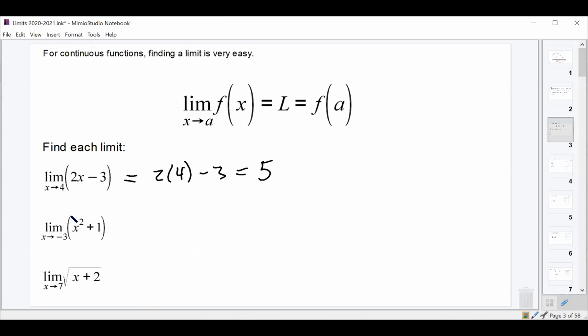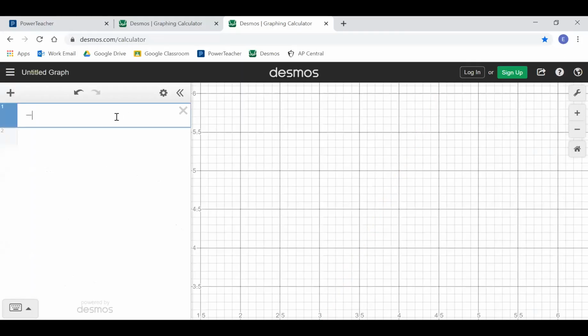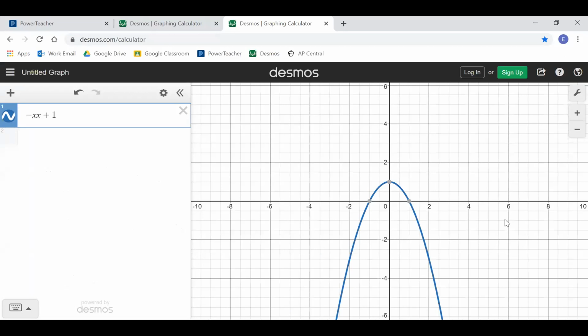X squared plus 1. Is this function continuous? Yes, this function is continuous for all real numbers. So its limit as we approach any value, in this case, -3, should just be the value of the function, which is 10, right? And if we were to go back in and take a look at this on Desmos, what do we have? We had -x squared plus 1, right? Was it plus, what was it? -x squared plus 1? It was just x squared plus 1. I don't know why I have a negative there. X squared plus 1. Okay.